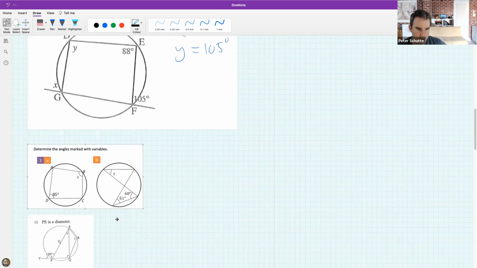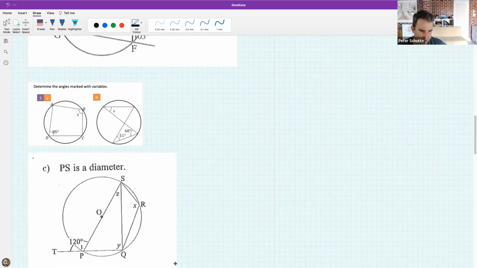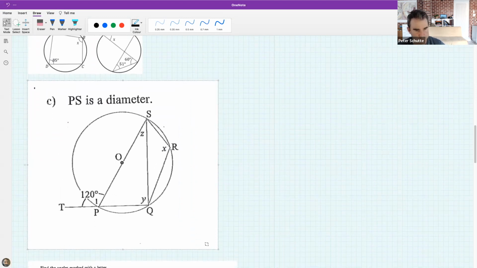Okay, let's do this one over here as a slightly harder one. It says here that PS is a diameter, and I want you to find me X, Y, and Z. I'm going to give you a little bit more time to do this one because there's a little bit more work to be done. So over to everyone. Find me X, Y, and Z.